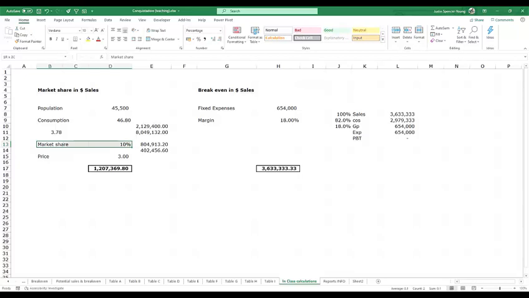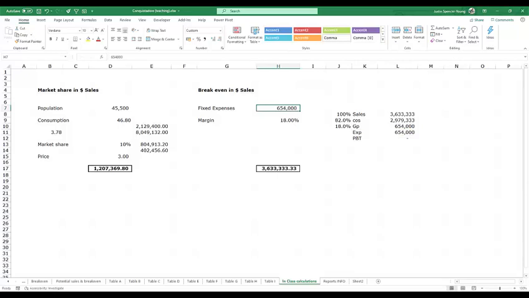In order to grow this market share, think about what Larry Gomez would have to do. If we come across here to the income statement, he would have to spend a whole lot of money in marketing and advertising in order to create awareness of his product. And if we increased this in order to gain that awareness, and maybe this thing went up to $700,000, then what we can see here is this break-even point just gets higher and it's more difficult to break even.